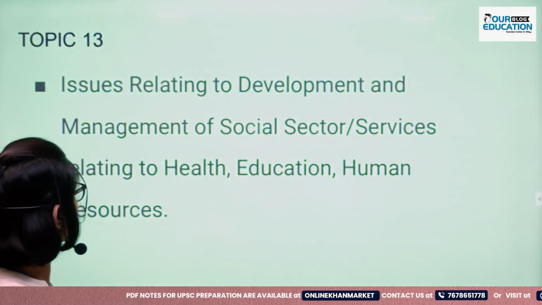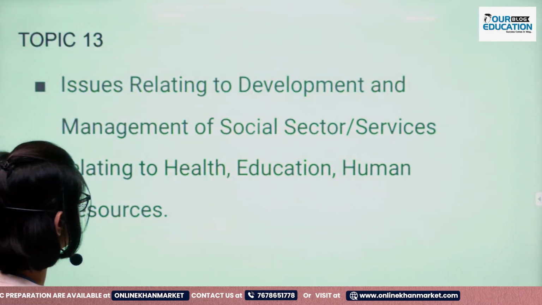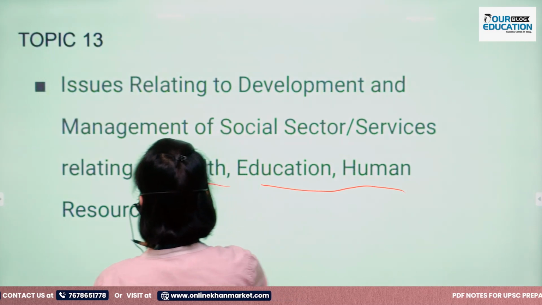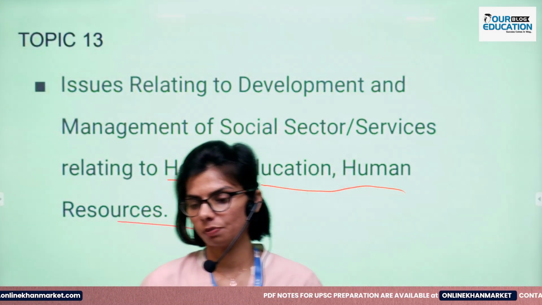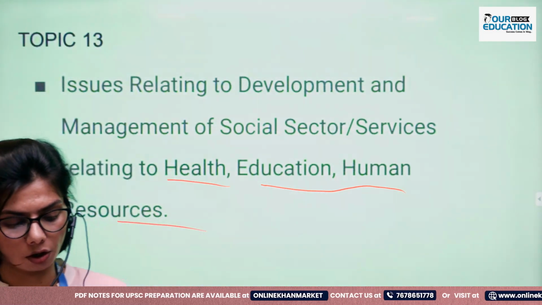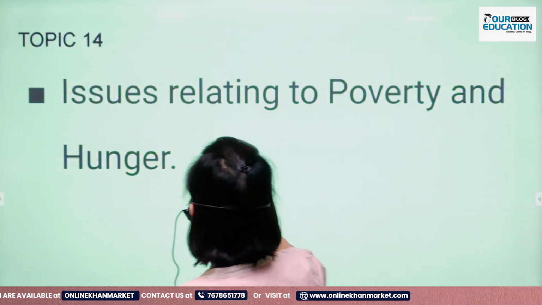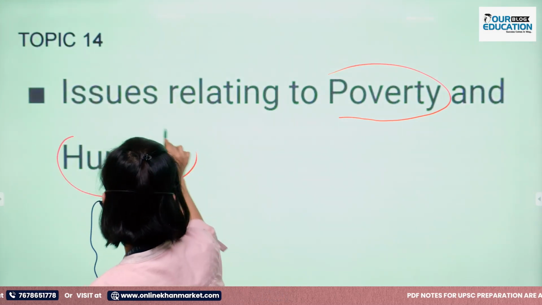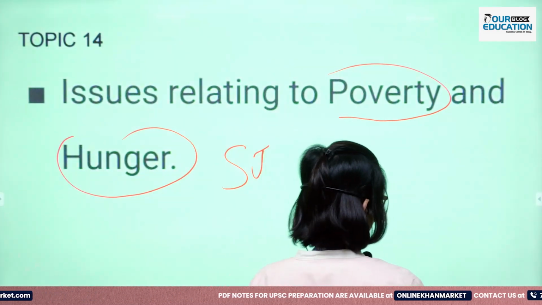Issues relating to the development and management of social sector services relating to health, education, and human resources. These are all part of the social justice portion of your syllabus. Poverty and hunger are also covered in the social justice part of the syllabus.